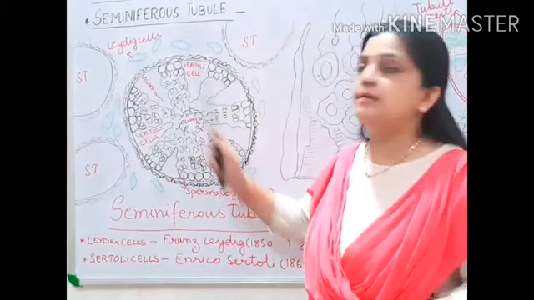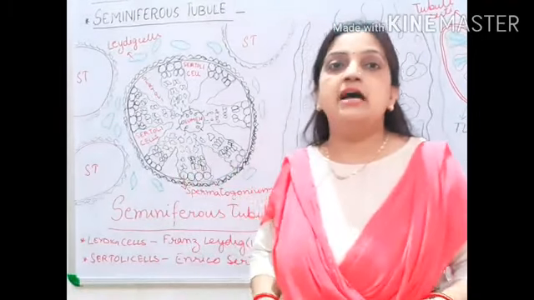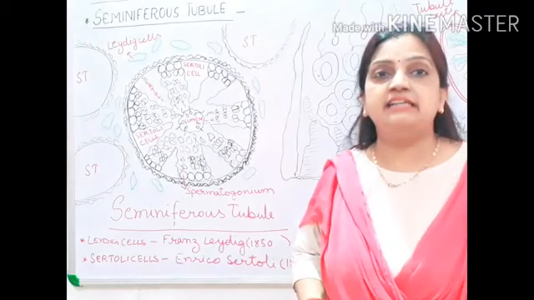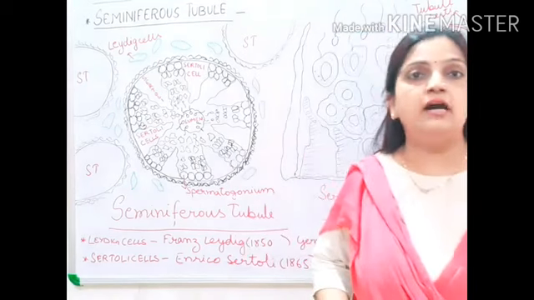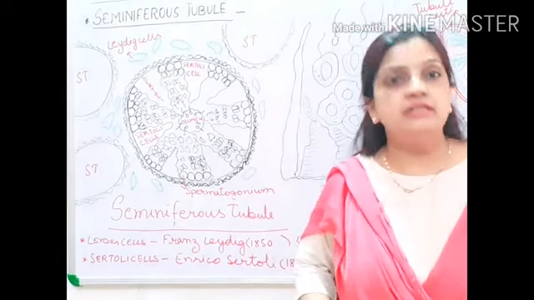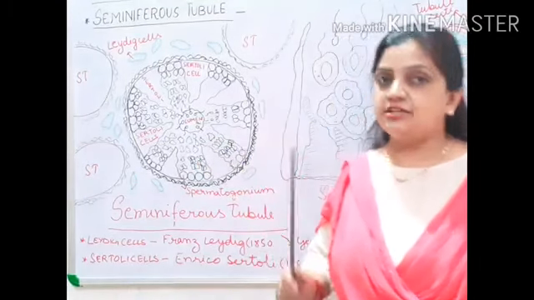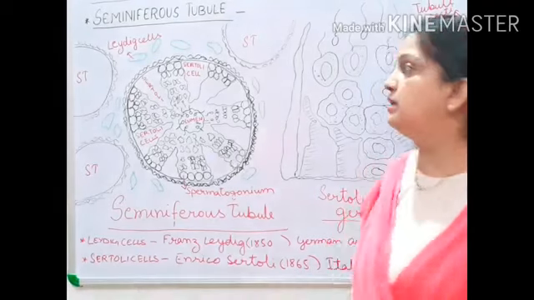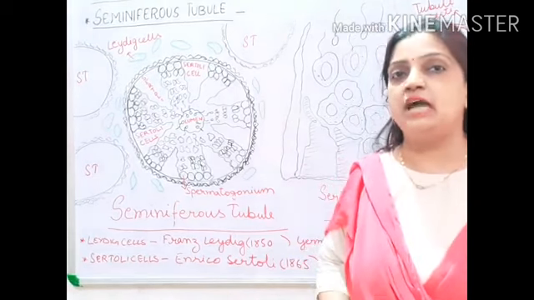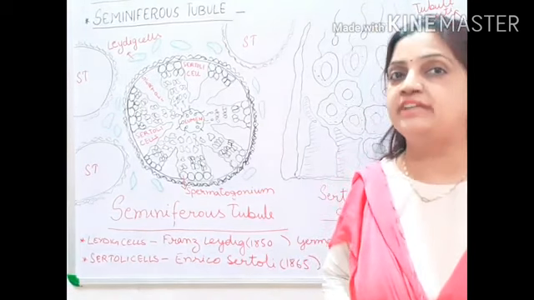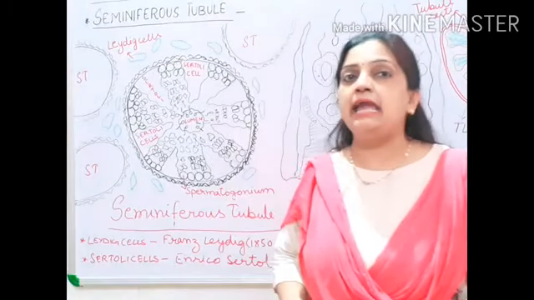Now, Leydig cells are present outside the seminiferous tubule and these Leydig cells are responsible for secretion of testosterone hormone, which is the main hormone of the male reproductive system. So, Leydig cells are responsible for secretion of testosterone hormone. Similarly, your Sertoli cells are also secreting two important types of proteins, two important chemicals. One of the chemicals which is secreted by Sertoli cell is ABP.